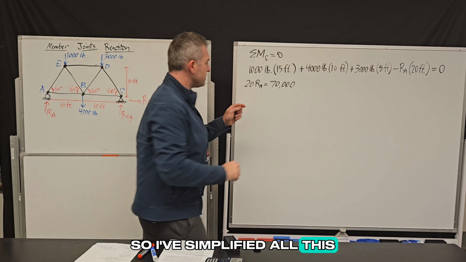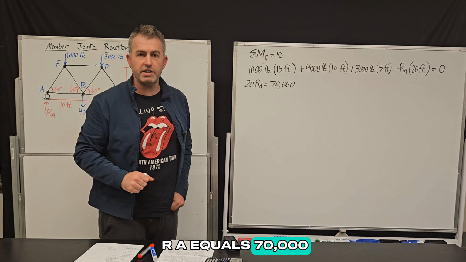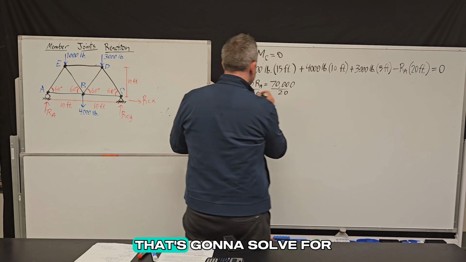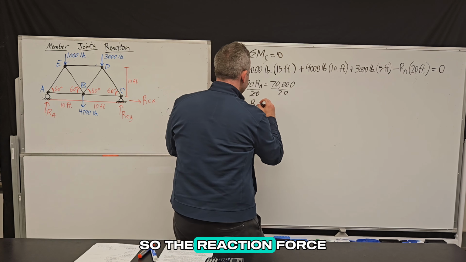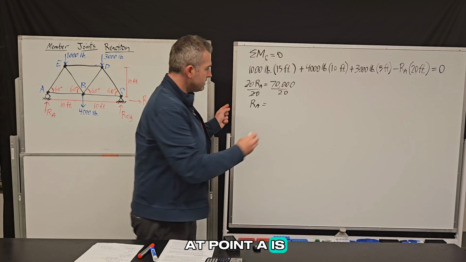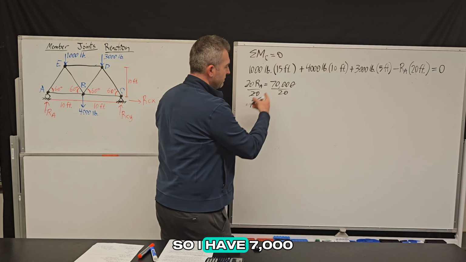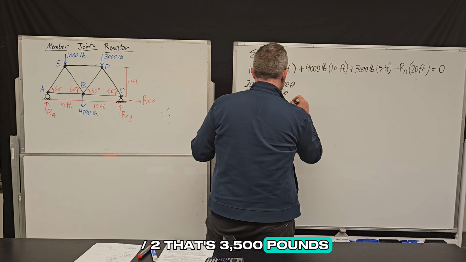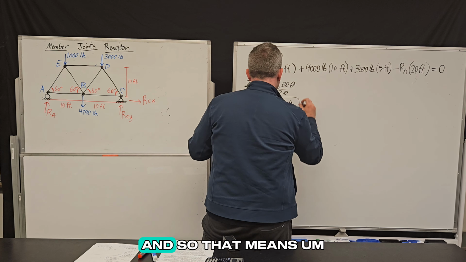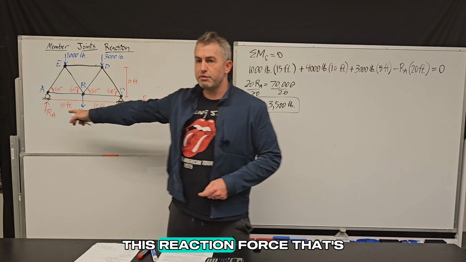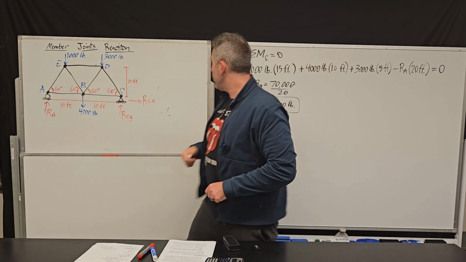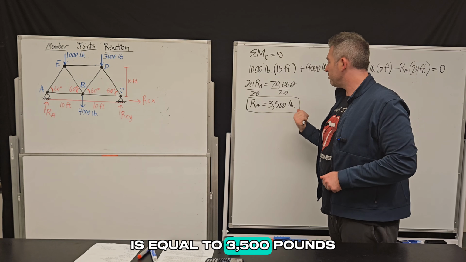So I've simplified all this. We have 20 times RA equals 70,000. And if I divide both sides by 20, that's going to solve for the final answer. So the reaction force at point A is, and I can drop a couple of zeros, so I have 7,000 divided by 2, that's 3,500 pounds. And so that means this reaction force that's holding the whole bridge up when it's being pushed down with all of these forces is equal to 3,500 pounds.